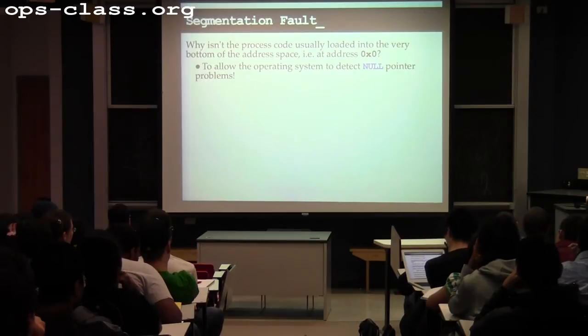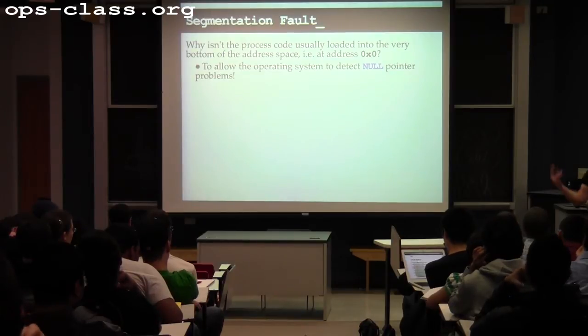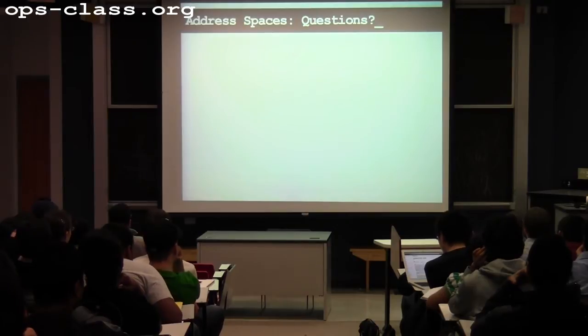If you try to write to it, you might still get a segmentation fault because the code part of your address space might be marked as read-only, right? If you try to read from it, you might get some byte of your code. Who knows what it is? All right, any other questions about address spaces?